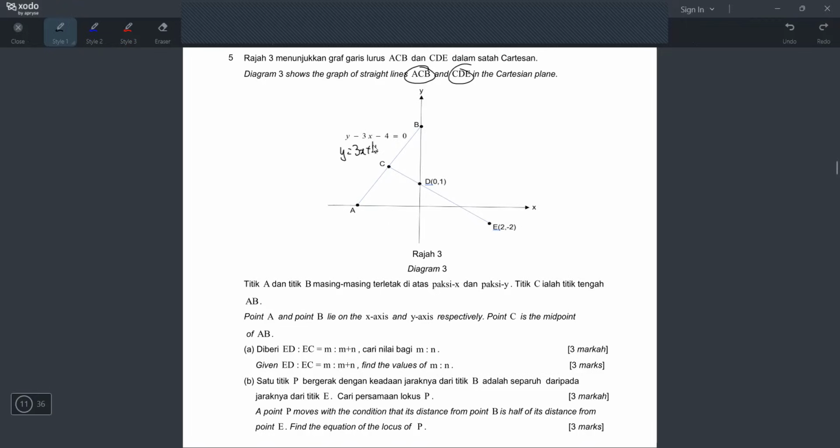And why do I change to linear form? So that I can take out the gradient and y-intercept. So straight away, I already know the gradient of this line is 3 and point B is (0, 4). Right? Can you see, just from that one piece of information, I get so many things already.